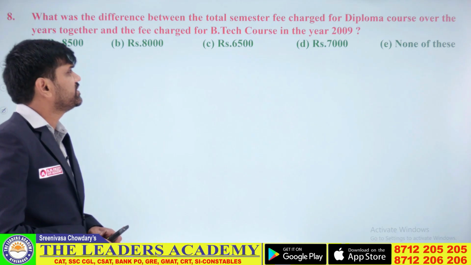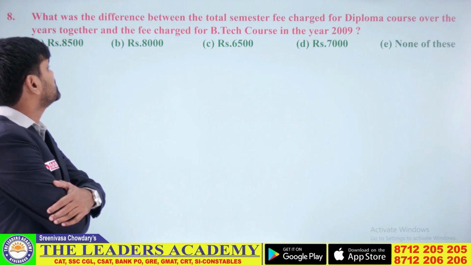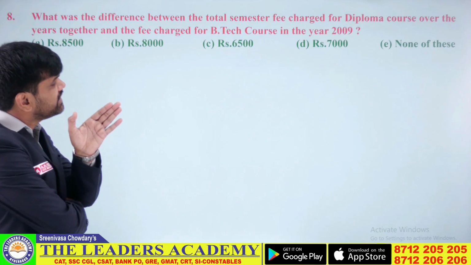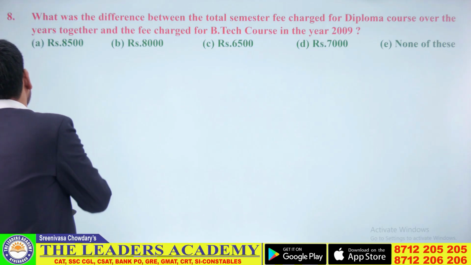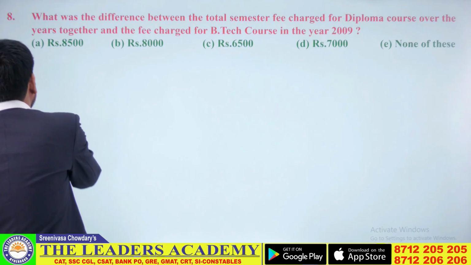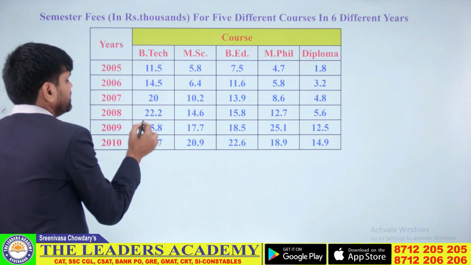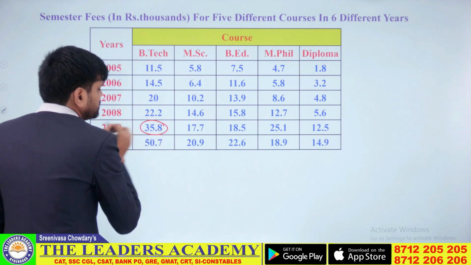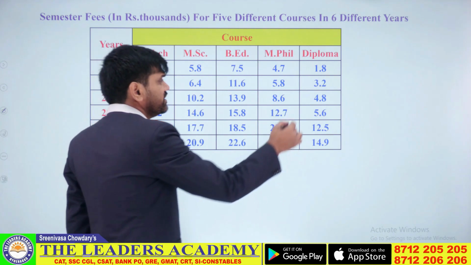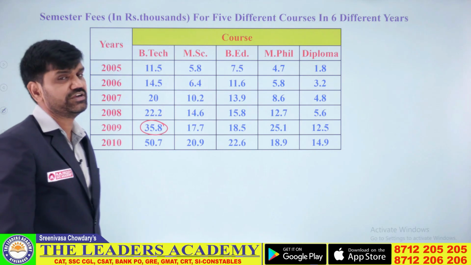Next, problem number 8. What was the difference between the total semester fee charged for diploma course over the years together and the fee charged for BTech course in the year 2009? So what is the total fee charged for diploma for the entire period and BTech in the year 2009? For BTech in the year 2009, the fee charged is 35,800. For diploma put together, for all the semesters put together, what is the fee charged? You just find it out.